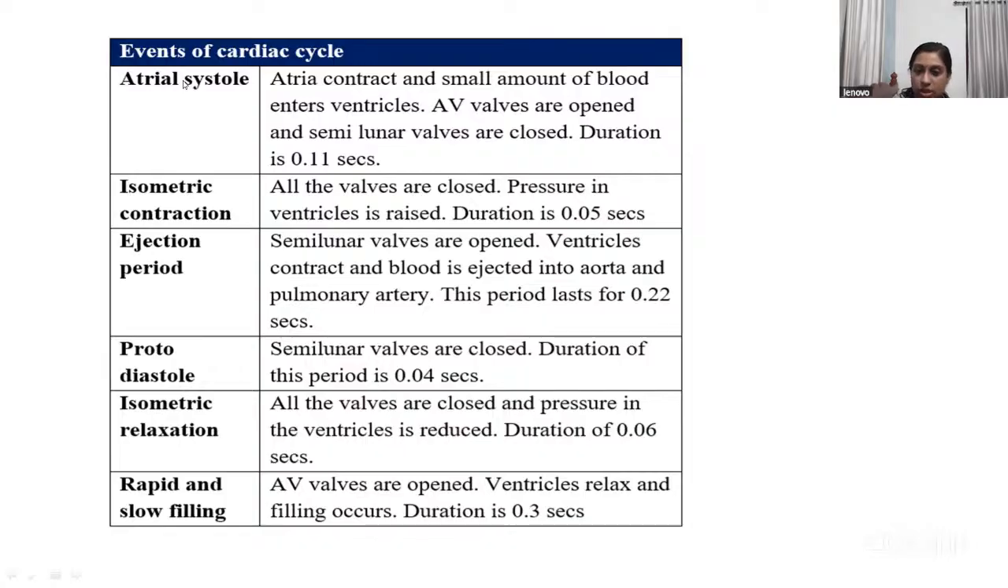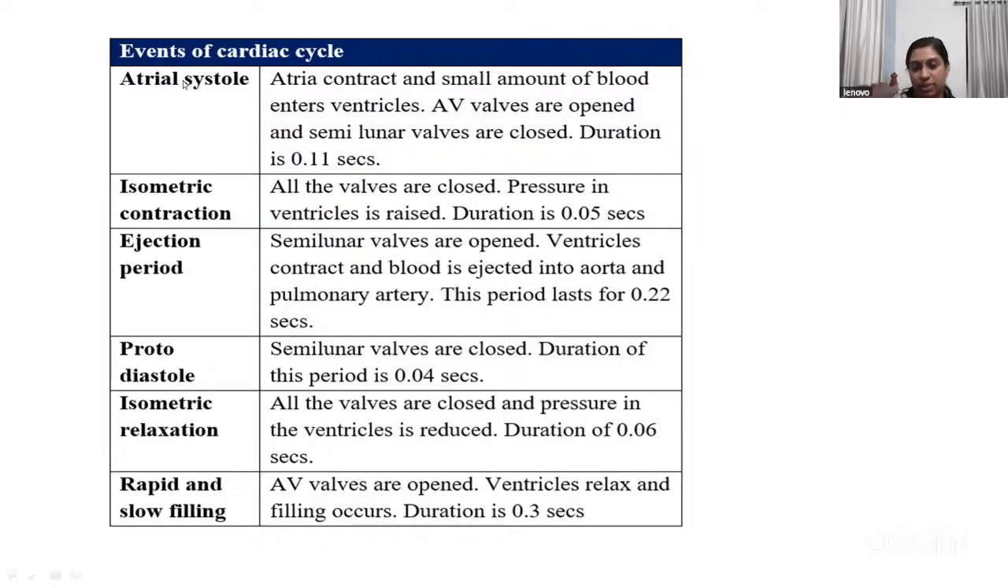Whether it is isometric contraction or isometric relaxation, all the valves are closed. All the AV valves are closed, semilunar valves, everything is closed in order to maintain the particular volume. Okay. So in isometric contraction, all valves are closed and pressure inside the ventricles is raised. Why is this pressure inside the ventricle raised? In order to make the pressure above that of the pulmonary artery, in order to transmit the blood to the pulmonary artery.